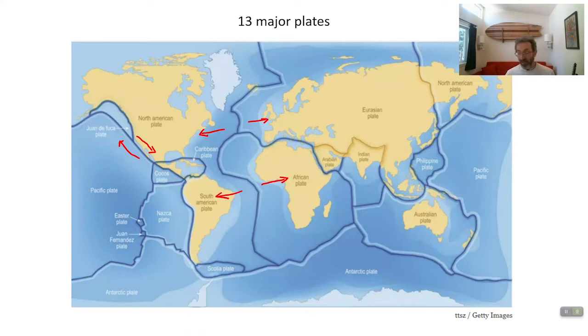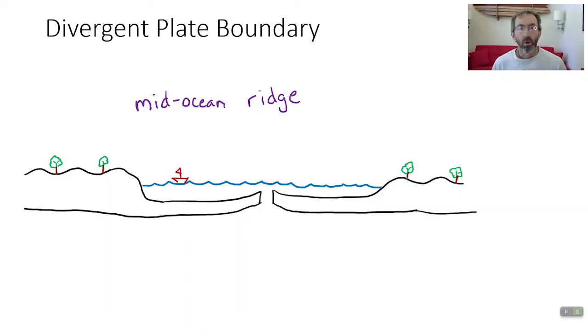There are three main types of plate boundaries. One of the three types is the divergent plate boundary, which we can see here. Notice first that each of these plates has both oceanic crust and continental crust attached to it. Now in a divergent plate boundary, plates move away from each other. So that plate's moving in that direction, and this plate is moving in that direction.